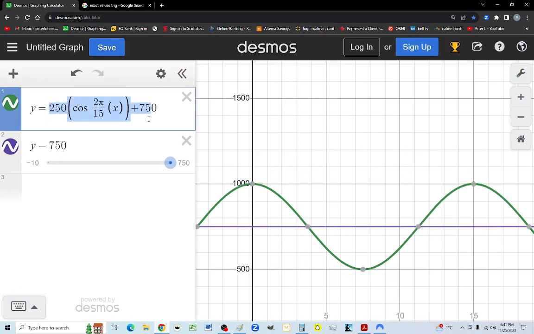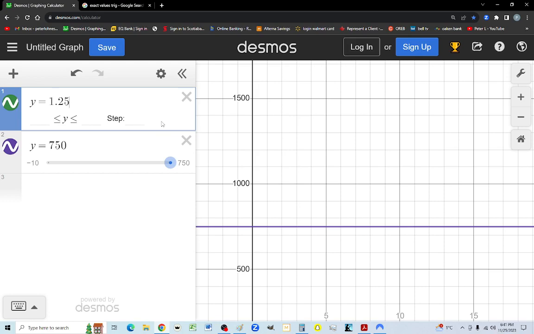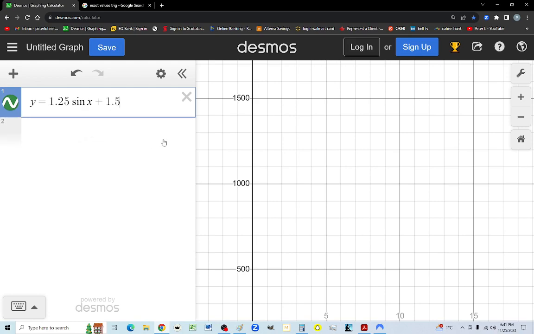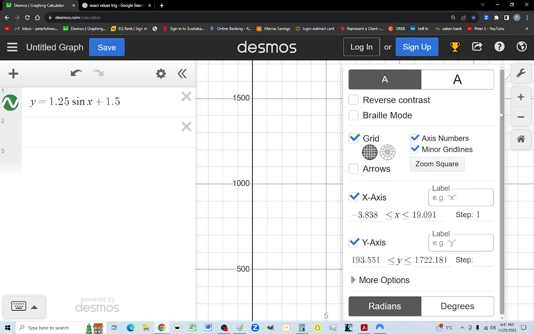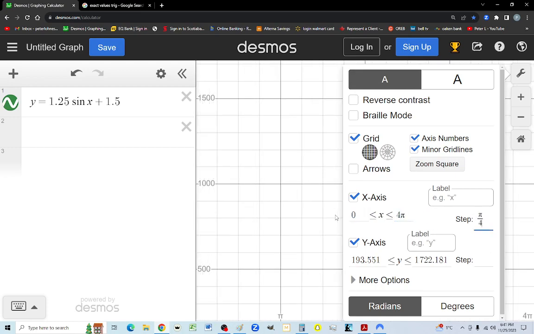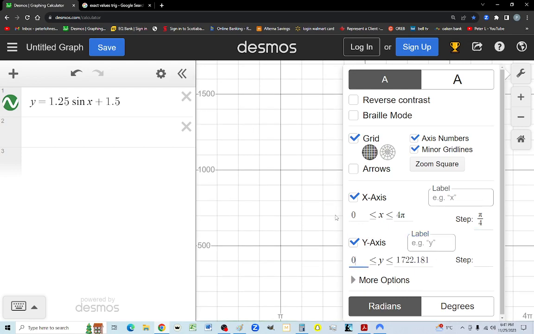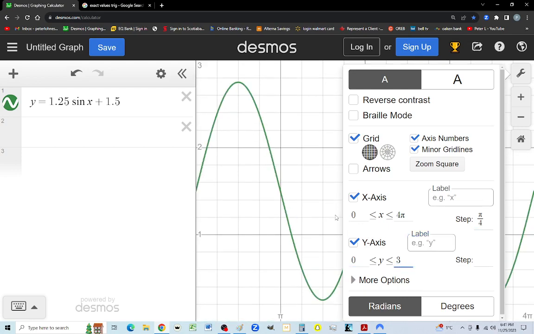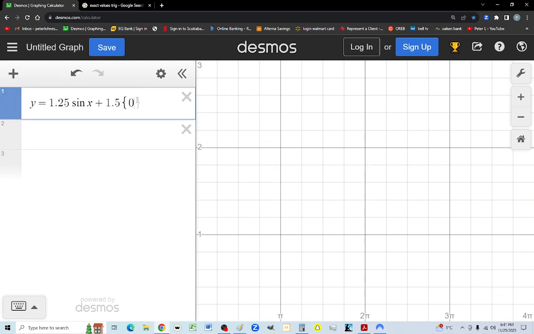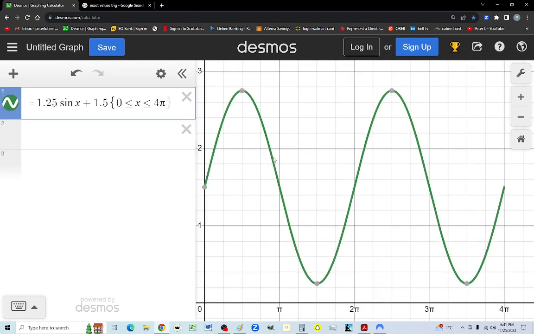1.25 sine x, plus 1.5. And then we're going to make this go from 0 to 4 pi in steps of pi over 4, and the y-axis is going from 0 to, let's say, 3. And we're going to make it 2 cycles, so 0 ≤ x ≤ 4 pi. And that should be it.